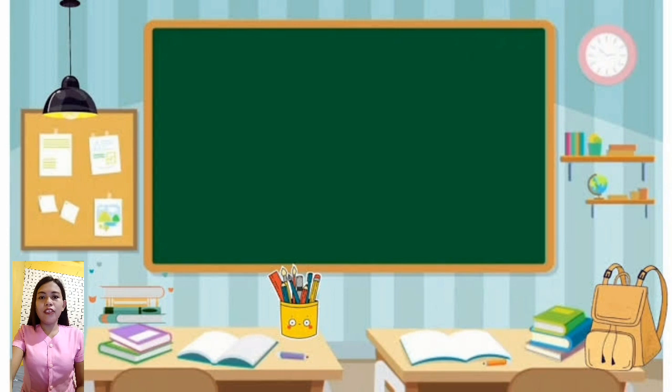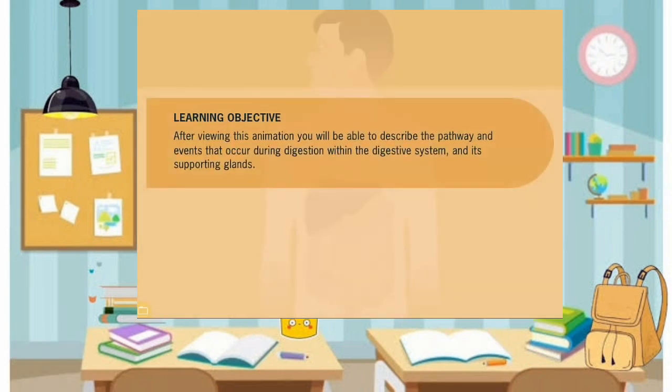I will show you a video clip on how the digestive system works. Please listen carefully because afterwards you will draw and label the parts of the digestive system. After viewing this animation, you will be able to describe the pathway and events that occur during digestion within the digestive system and its supporting glands.